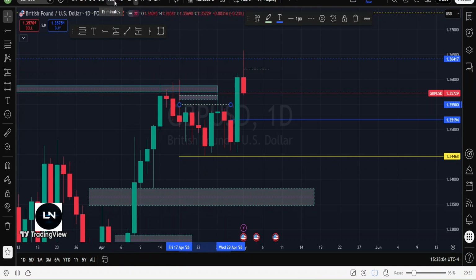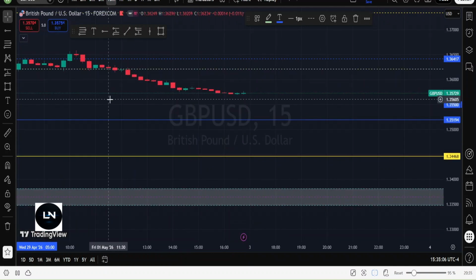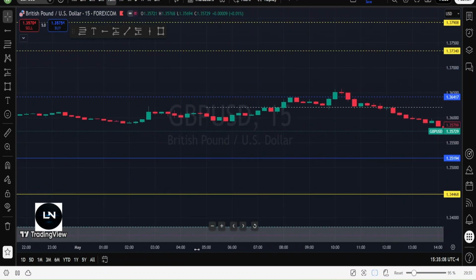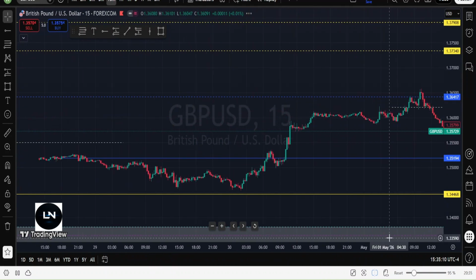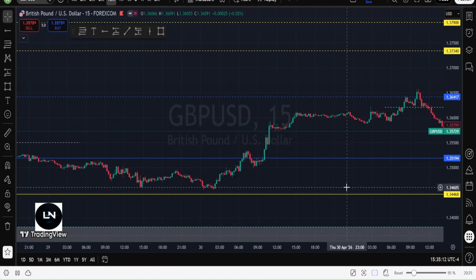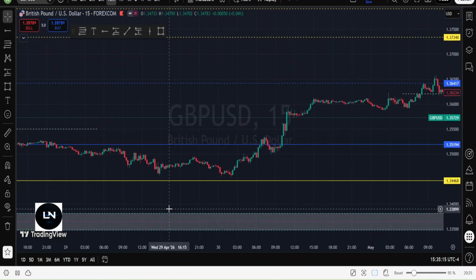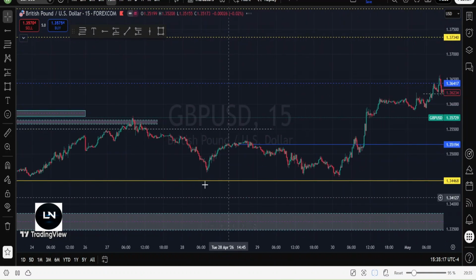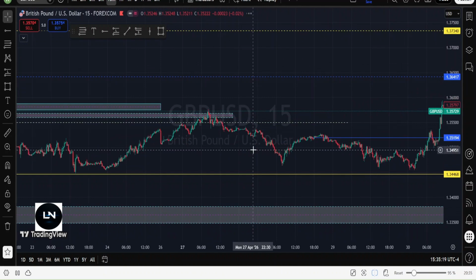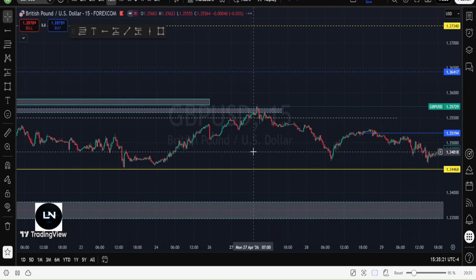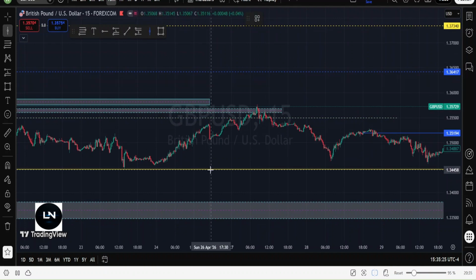So if we move down to the 15-minute time frame, let's see how the market responds and reacts to the levels that we mapped out. This is the level we mapped out as SATs last week. So the market resumed on Sunday.